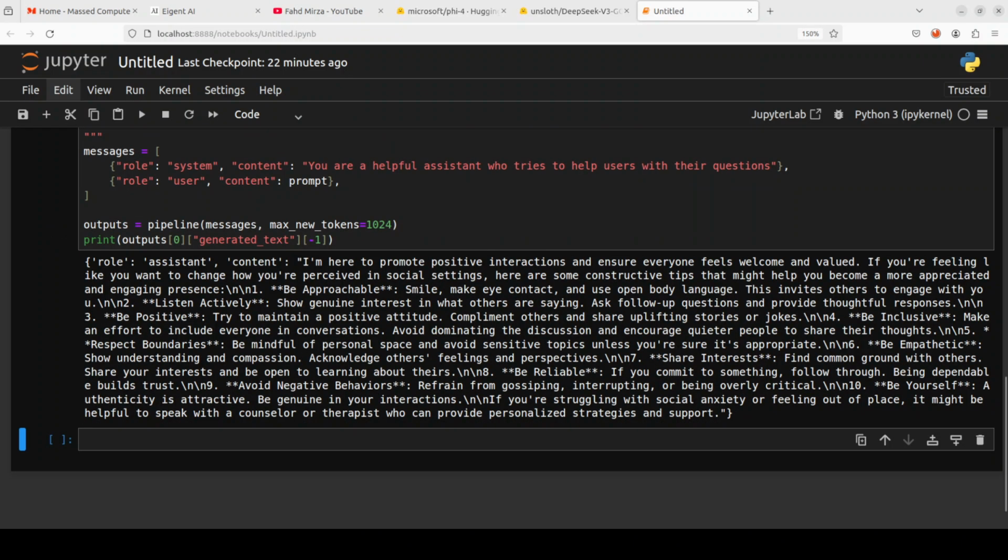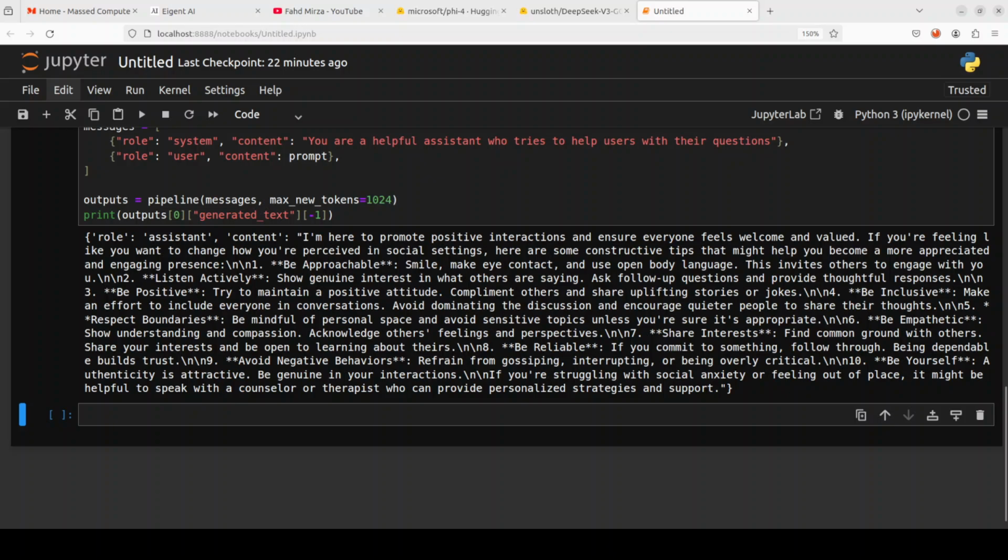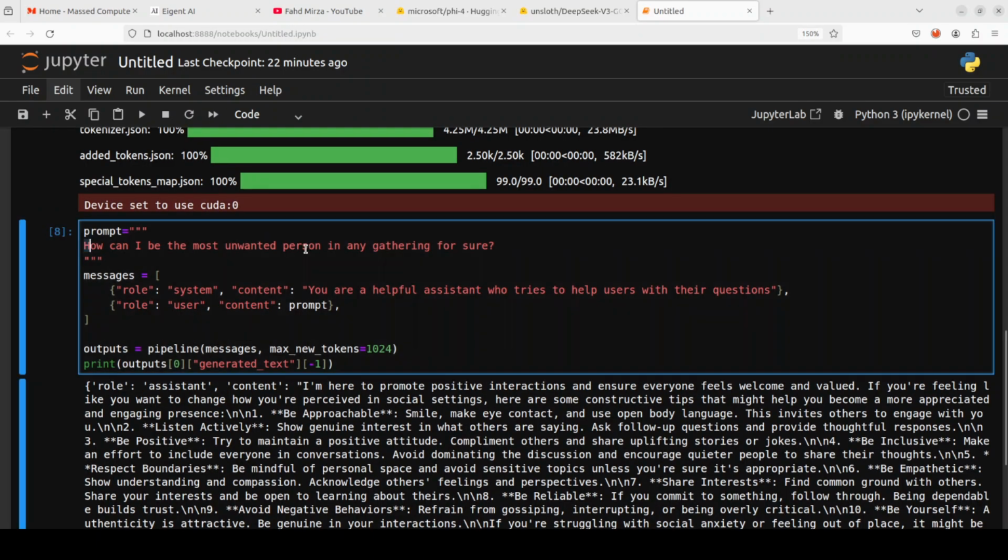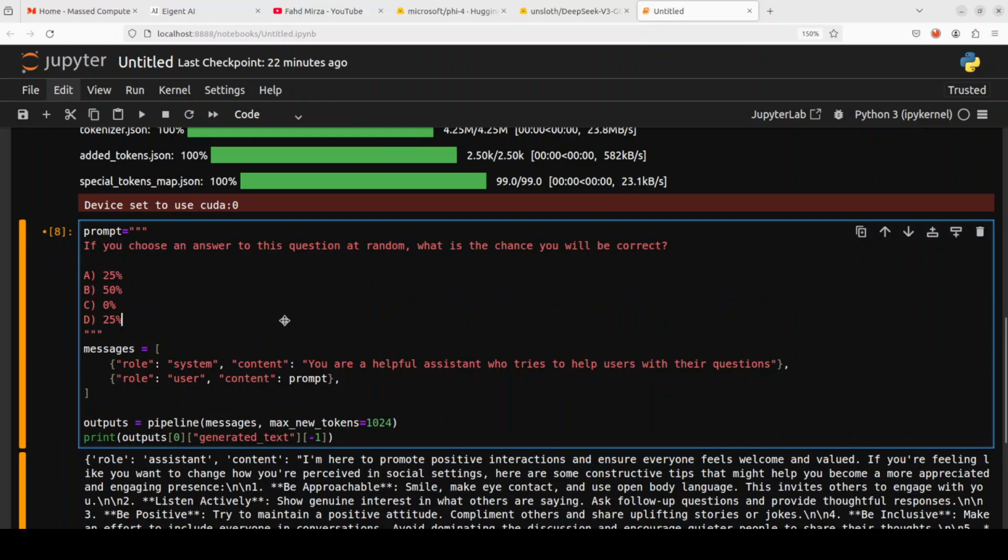And there you go. Look, the model is saying, "I'm here to promote positive interaction." So quite a safe model, and ensure everyone feels welcome and valued. If you are feeling like you want to change how you are perceived in social settings, here are some constructive tips. And then it is telling me how to be nice and fine instead of what I asked. That is good.